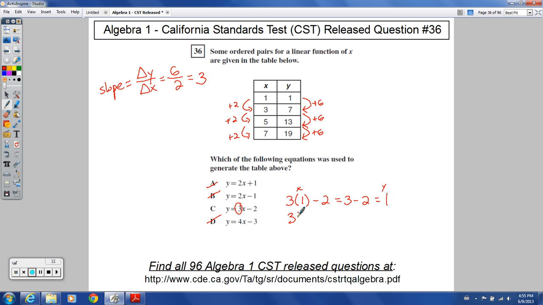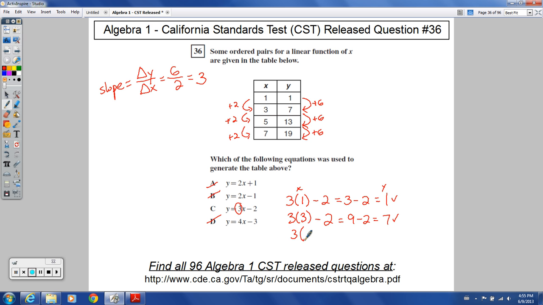If you plug in 3, still my x value here, into this equation, if this is a true equation, the equation that generated the table, then I should get 7. That should pop out 7 out of the equation. So let's see what we got here. We've got 9 minus 2. Does that equal 7? Sure does. So that one checked out.